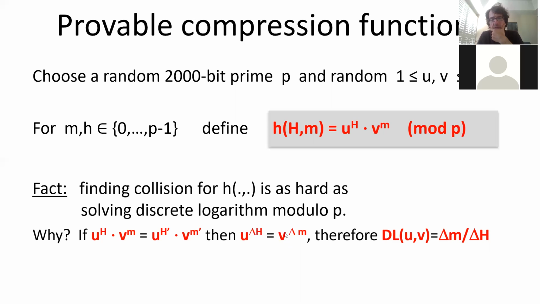Oh no, sorry, it's vice versa, right? So u to the delta h over delta m, you get a v. Sorry, I messed this up. So this is a discrete logarithm between base v to u. And yeah, I should switch these two. Sorry about that.